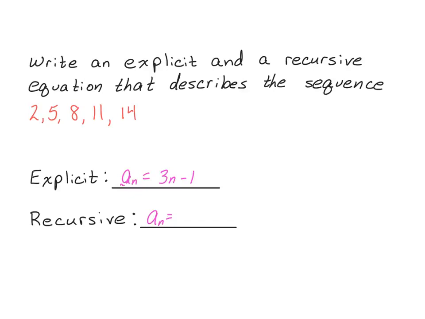All right, so then recursively, we want to think, what are we doing to the previous number to get the next number in this sequence? So if you look at the jump from 2 to 5, from 5 to 8, from 8 to 11, and 11 to 14, what we are doing is adding 3 each time to get the next number in the sequence. And so what we are doing then is taking the previous term, which means a sub n minus 1, and adding 3 to that every time. And with a recursive equation, you've always got a starting point. So our starting point is going to be a sub 1 has to start out at 2.